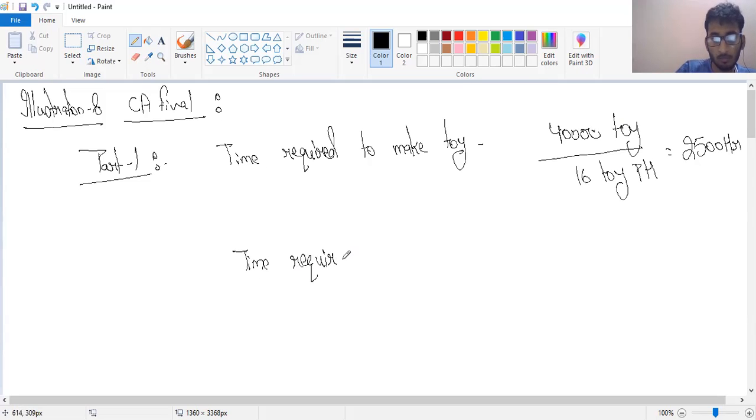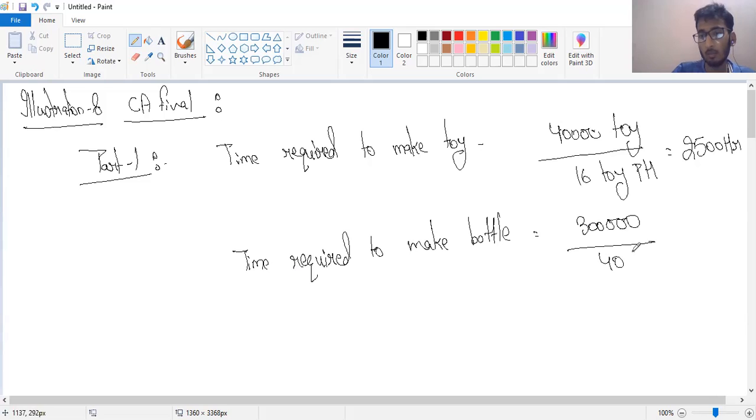the time required to make bottles. So basically I need to make 3 lakh bottles, and I can make 40 bottles per hour. So how many hours would be required to make 3 lakh bottles? It would be 7,500 hours. So in total I require 10,000 hours.